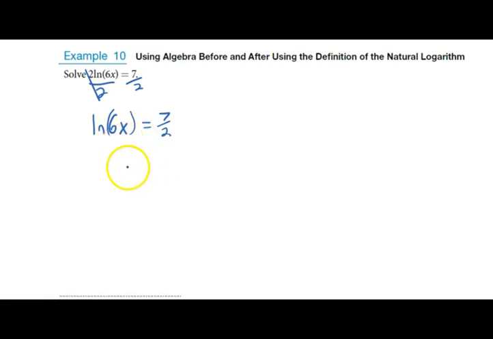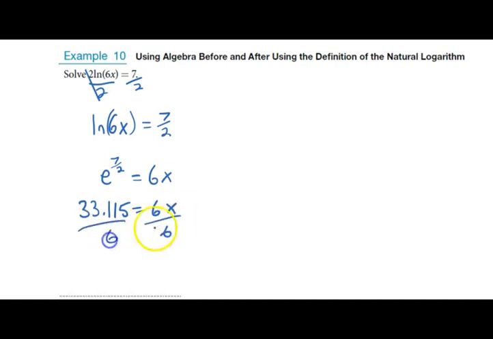Change it to exponential form. So the base is e, the exponent is 7/2, and the answer is 6x. So I could divide by 6 and say 1/6 e to the 7/2. I'm going to get the decimal in this case though, just because I think it would be easier to work with. So e to the 7/2 is 33.115. And then I can just divide that by 6. And so 33.115 divided by 6 is 5.519.